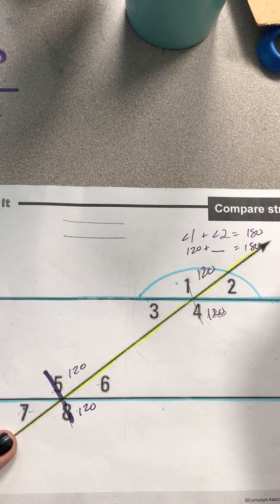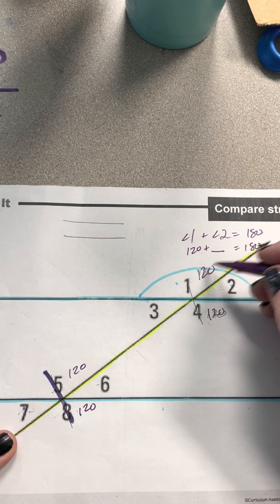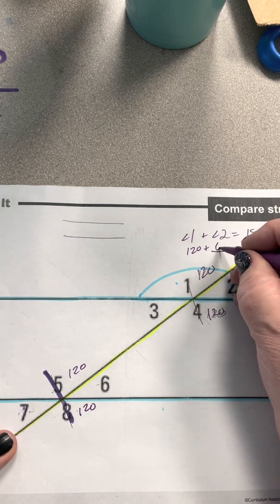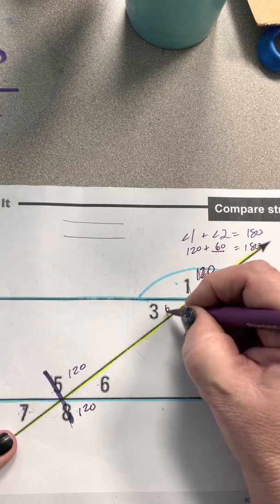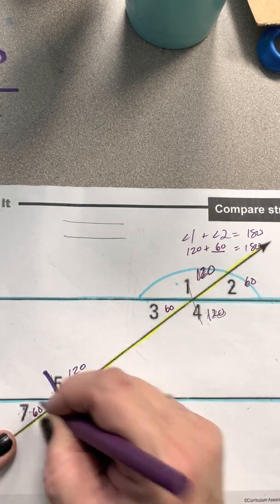Wait. 20. Oh, I said that. Okay, 60. So this would be 60. So this would be 120. This would be 60. This would be 60. This would be 60. And this would be 60.